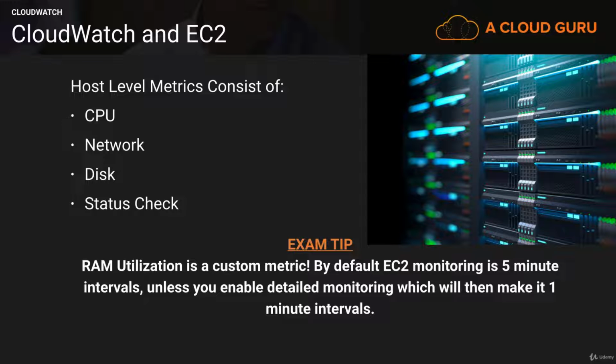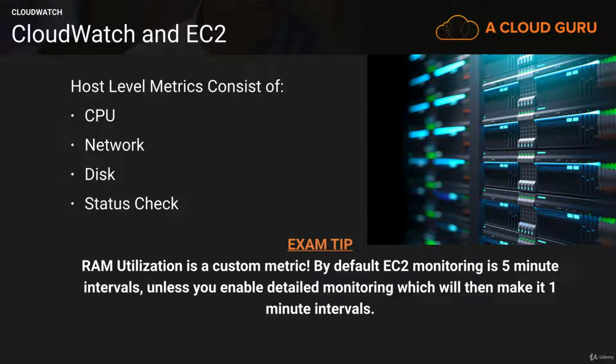So the most fundamental important thing to understand going into your exam is what it monitors by default when it comes to EC2, and then what you need custom metrics for. By default, it monitors what are called host level metrics, and they consist of basically four different things. Three different things from a physical point of view, and then a status check. So the three different things are CPU, network, and disk. So it can monitor things like CPU utilization, or network throughput, or disk I/O, for example. And then it can also monitor the actual health of both the EC2 host as well as the EC2 instance. These are known as status checks.